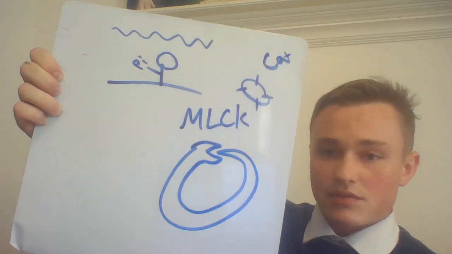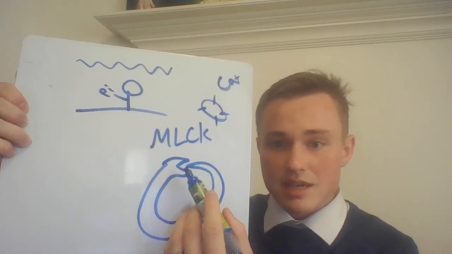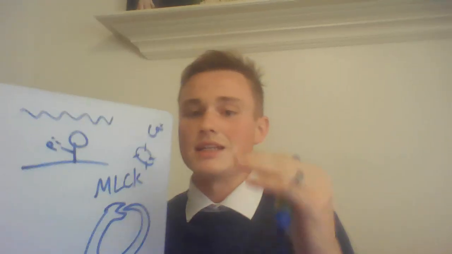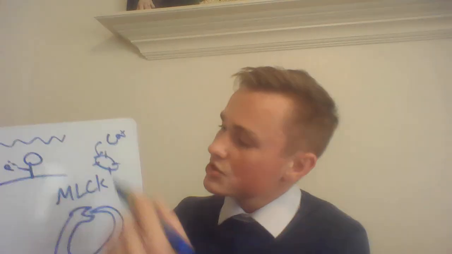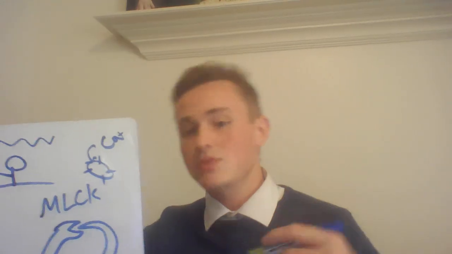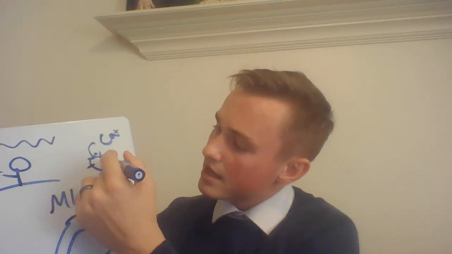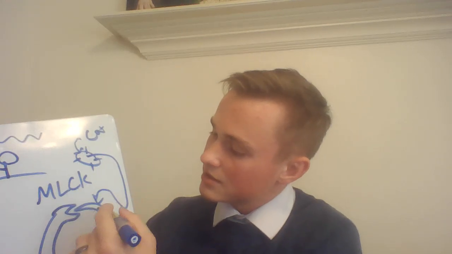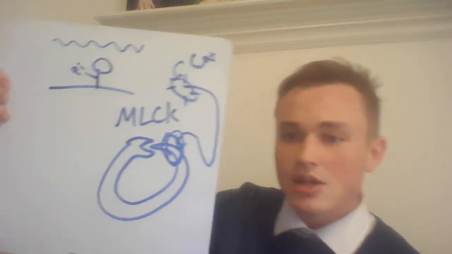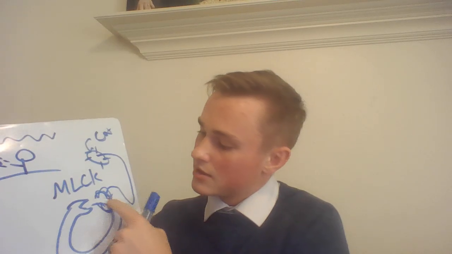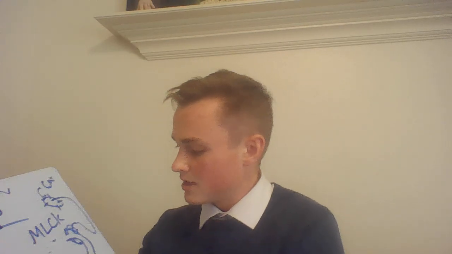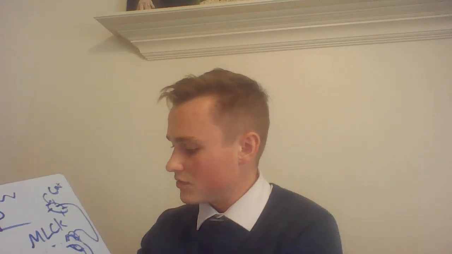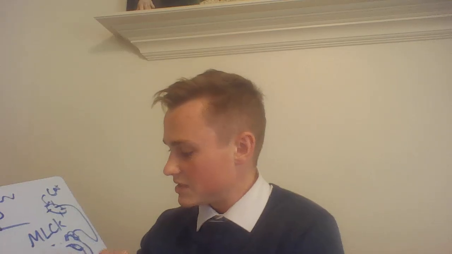MLCK looks kind of funny. It looks like a snake eating itself. This is the activation site. That's the tail. So it inhibits itself most of the time until our calmodulin is activated by calcium that is released from the SR. And then that calmodulin connects to that tail. Once it connects to that tail, our MLCK is no longer inhibiting itself because its tail is already being taken up.